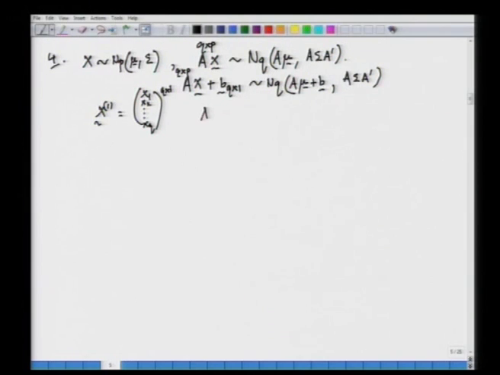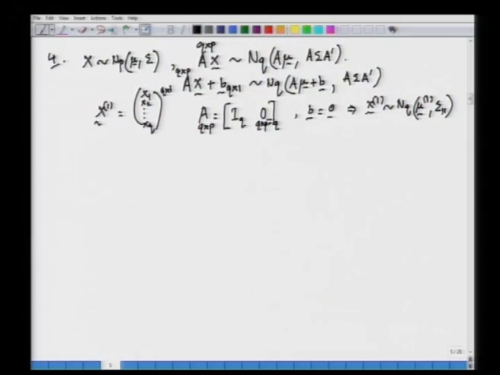Then if I take A, sorry, this is not a vector but a matrix, if I take A as I q and then the null matrix, obviously this being q by p, this is q by p minus q, and if I take the other part, that is the vector b, as a null vector, I can see that x 1 is going to follow a q-variate normal distribution with mean mu 1 and covariance matrix sigma 1 1.